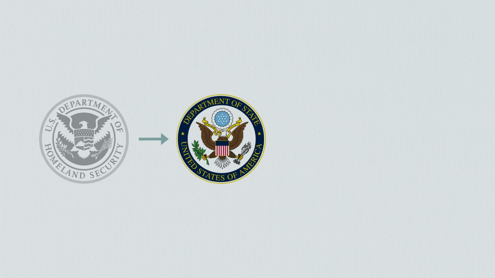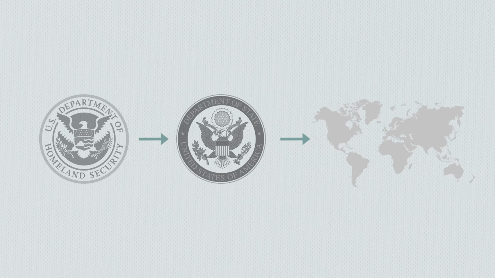Again, approval times depend on the relationship. Once USCIS approves the petition, the agency will forward it to the National Visa Center. The NVC coordinates the transfer of your case to the U.S. consulate in the country where the beneficiary resides.